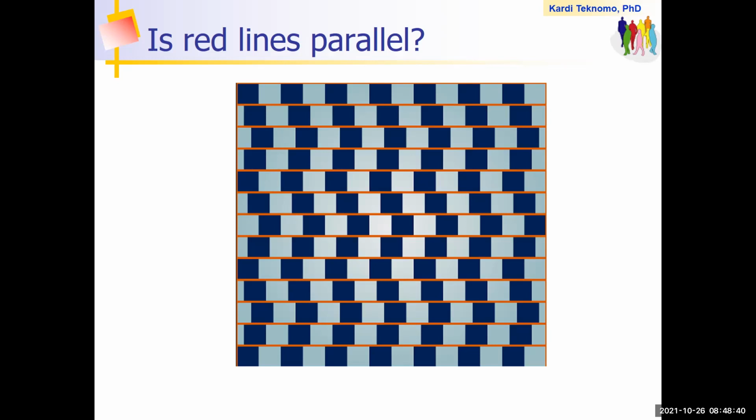Are the red lines parallel or not? Look at the red lines. They are supposed to be parallel, right? But your perception makes it seem as if they are not parallel. The existence of the black squares there makes it seem as if they are not parallel. So again, we are playing with perception here.